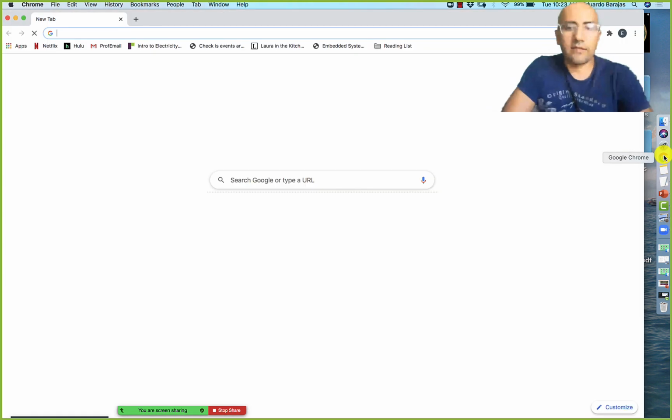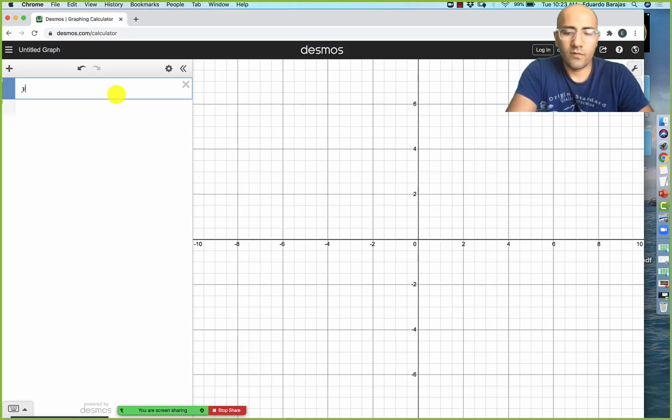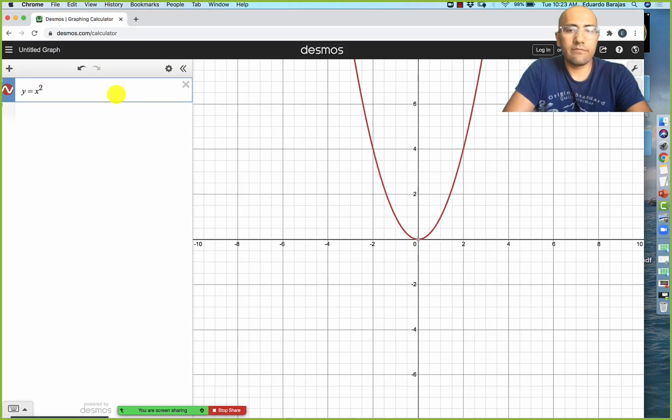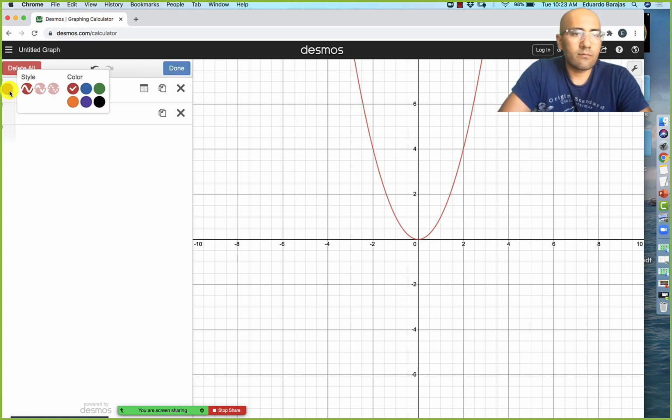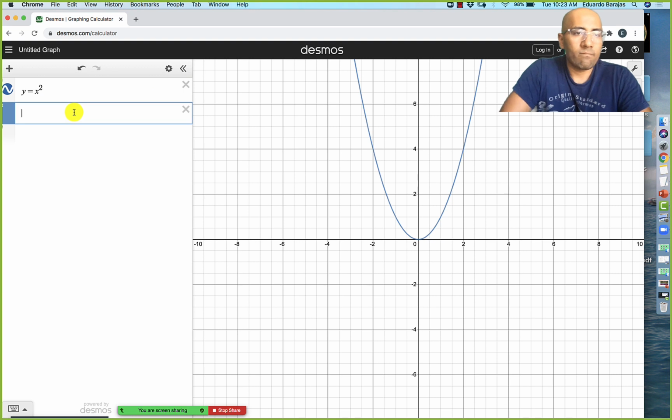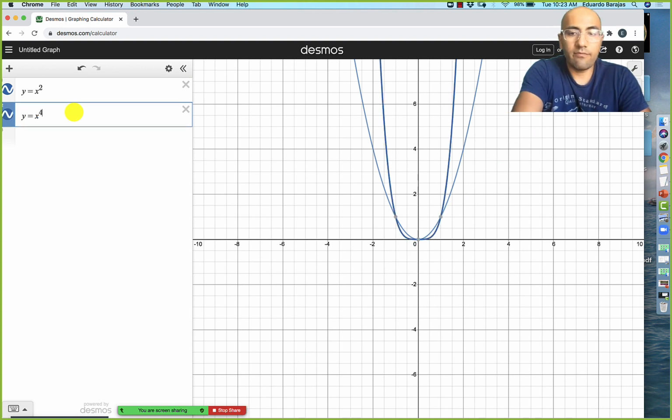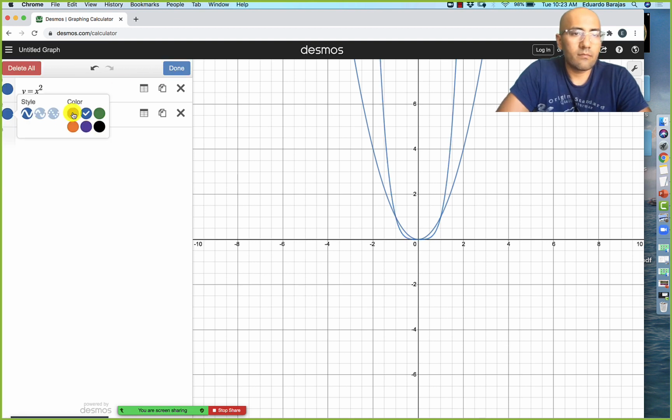Let's look at that on Desmos. y equals x to the power of 2. So there's your standard one. Let's put that one in blue. And if we have y equals x to the power of 4, let's put that one in red. See how it's more squared off?